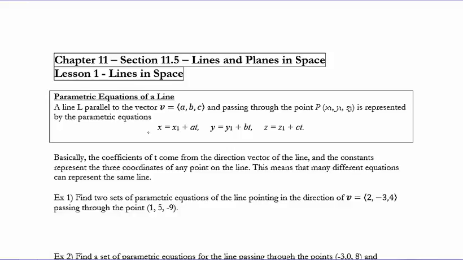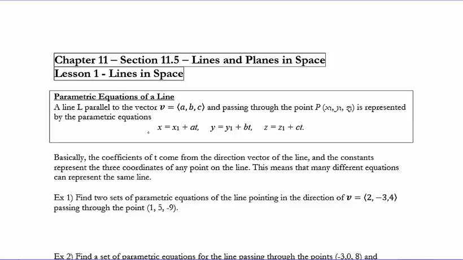Okay, so this is the first lesson that goes with section 11.5, which is lines and planes in space. We're going to spend 3 separate lessons going over these things because there's a lot of stuff going on here, and a lot of things in Calc 3 have to do with finding tangent planes to surfaces and lines that are the curve of intersection of surfaces and things like that.